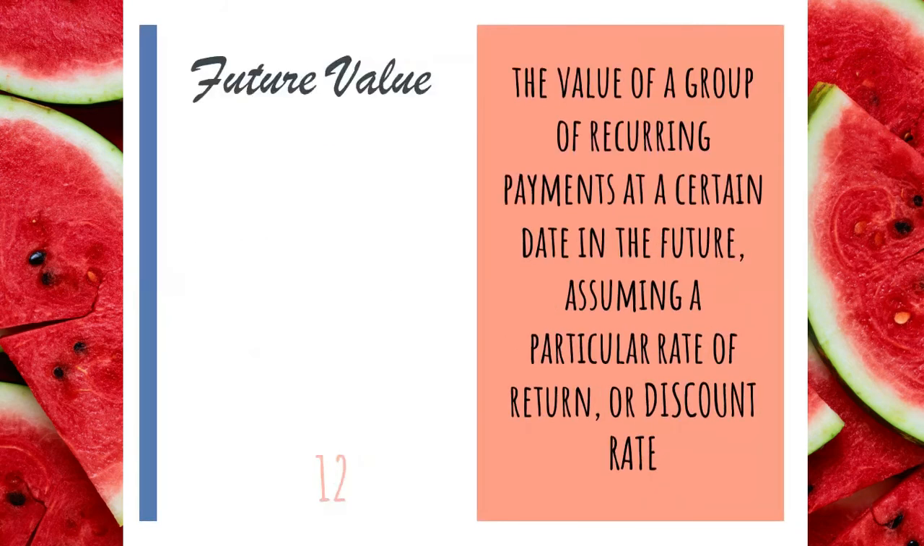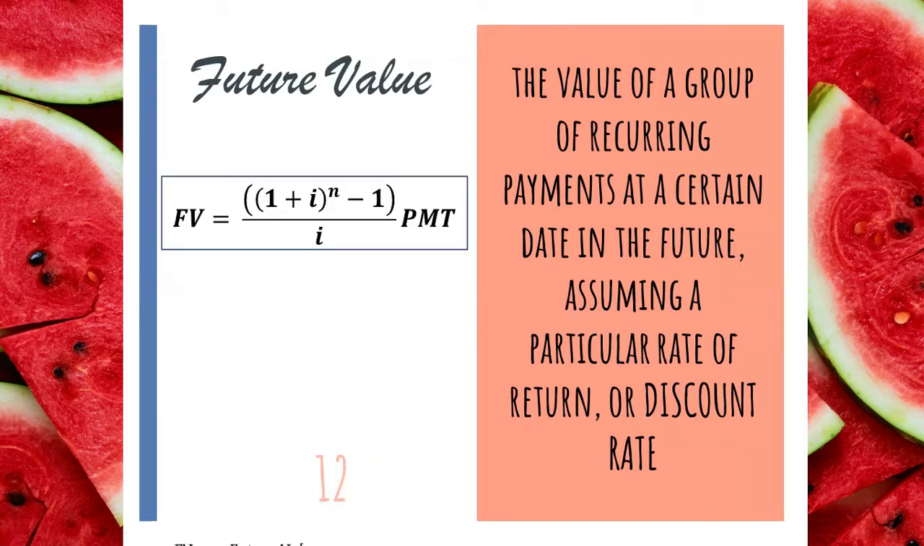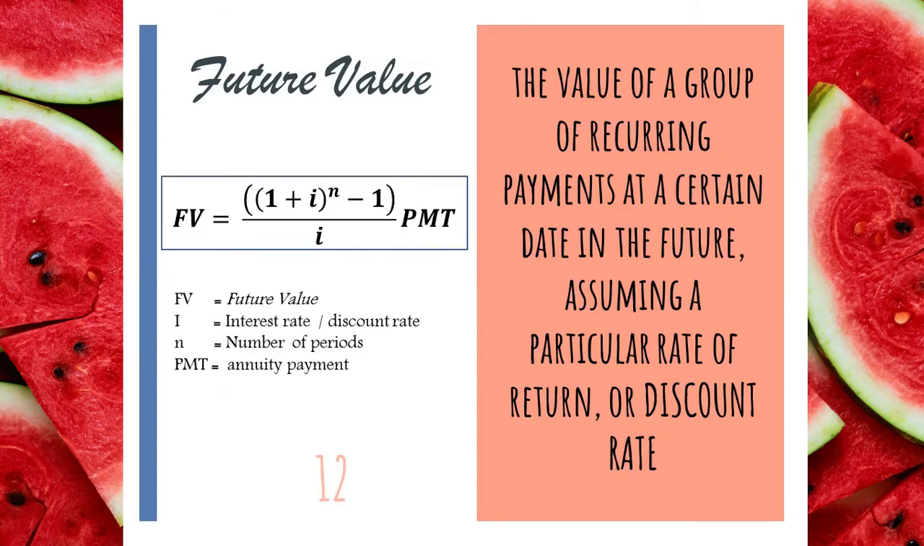This is the second point of ordinary annuity, which is future value: the value of a group of recurring payments at a certain date in the future, assuming a particular rate of return or discount rate. And the formula for future value is FV = PMT times ((1 plus i) to the power of n minus 1) divided by i. PMT is the annuity payment, before we called that A.